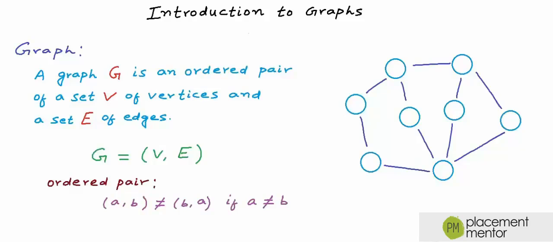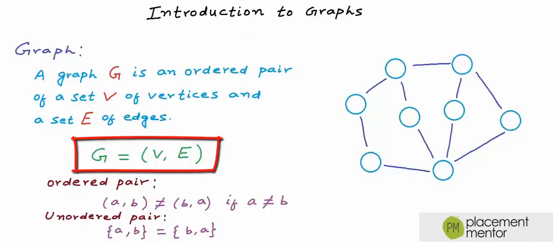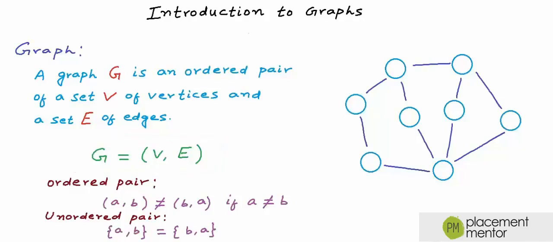We also have concept of unordered pair. An unordered pair is simply a set of two elements. Order is not important here. We write an unordered pair using curly brackets or braces. Because the order is not important here, unordered pair AB is equal to BA. It doesn't matter which object is first and which object is second. Okay, coming back. So a graph is an ordered pair of a set of vertices and a set of edges, and G equal V, E is a formal mathematical notation that we use to define a graph.